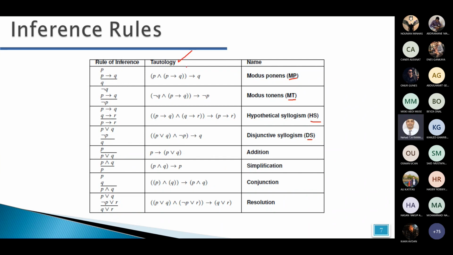The tautology means if this inference rule is correct, then this statement is always true. Focus here. How is it written as implication? This line means implication. When you have premises like this, it means and. So as you can see, P and P implies Q implies this one, the conclusion Q. So focus here about the inference rule.